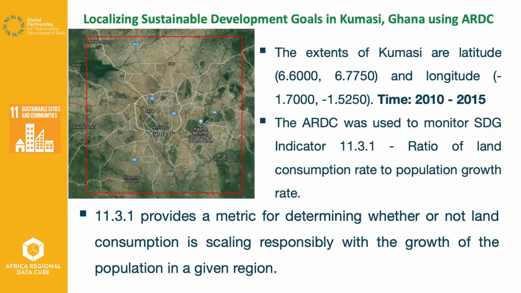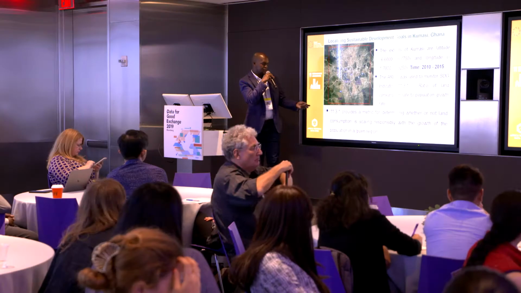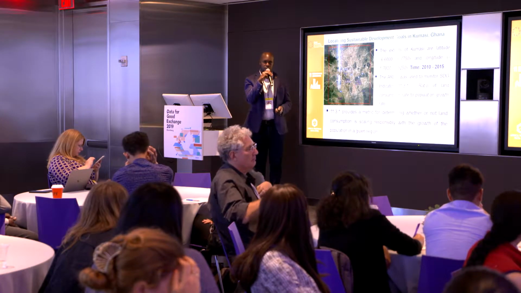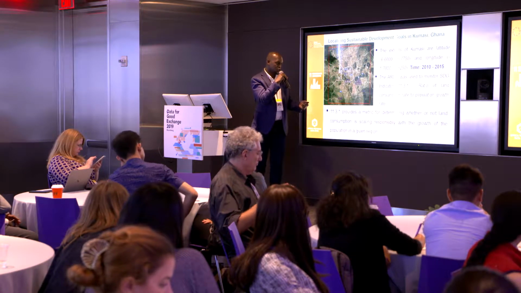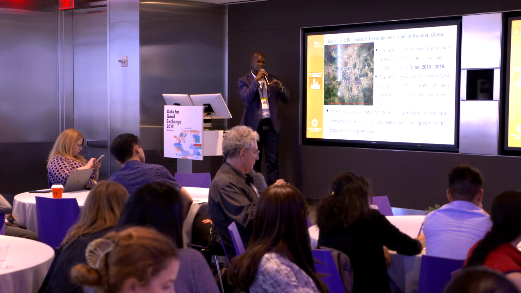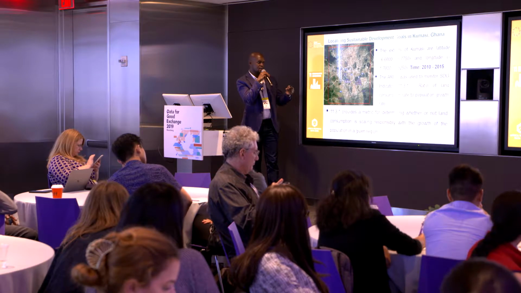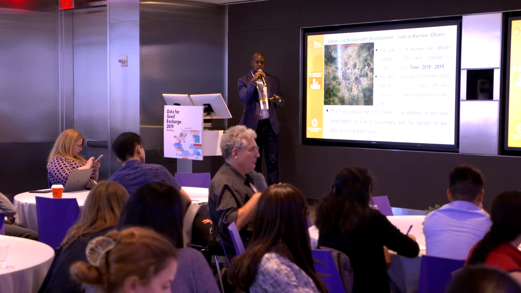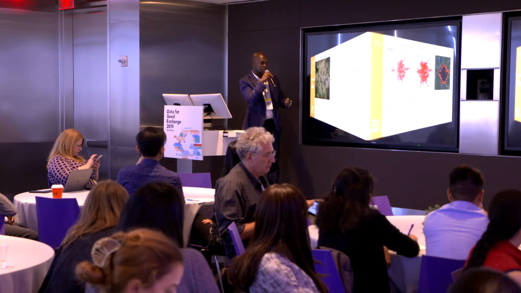Now, I'll zoom into the case study. The RDC was used to monitor SDG indicator 11.3.1, which is basically looking at the ratio of land consumption versus the population growth. And 11.3.1 provides a metric for determining whether or not land consumption is actually scaling responsibly with the growth of the population in a particular area or region.